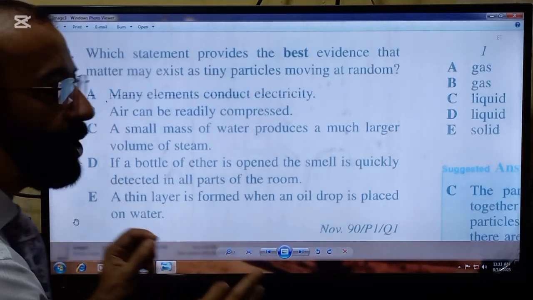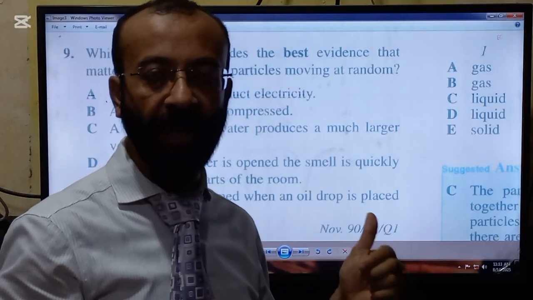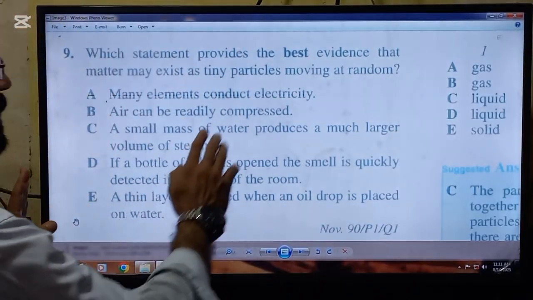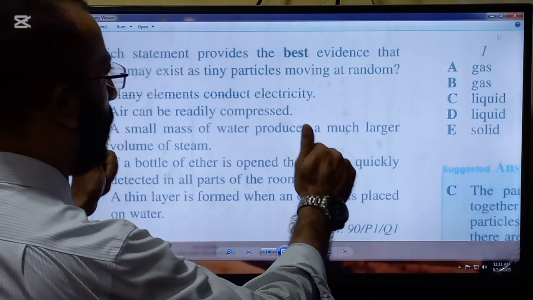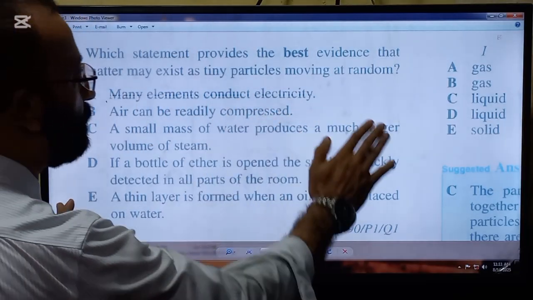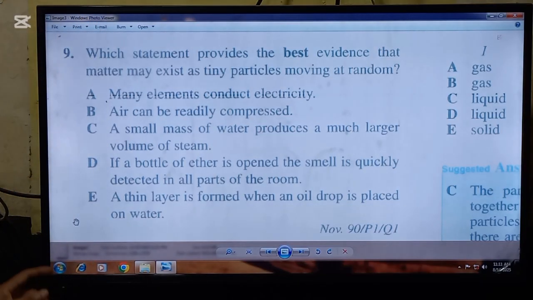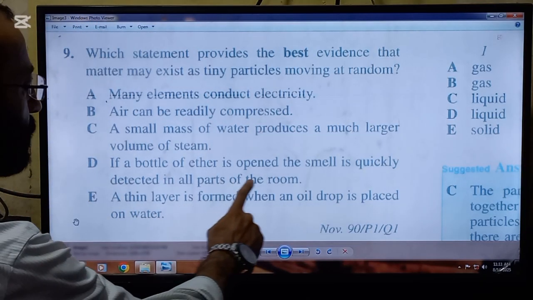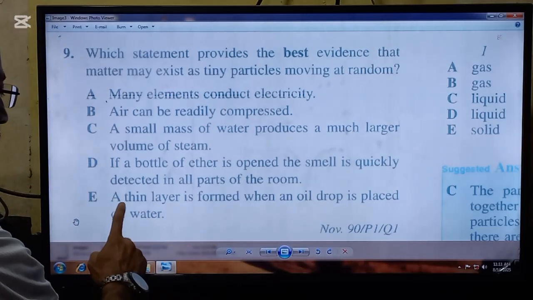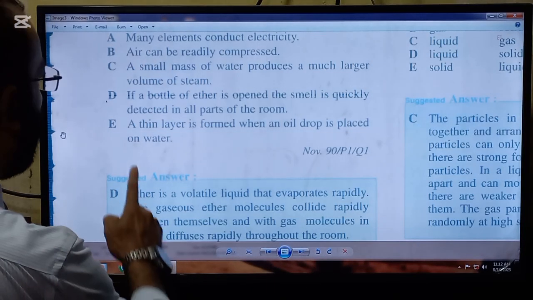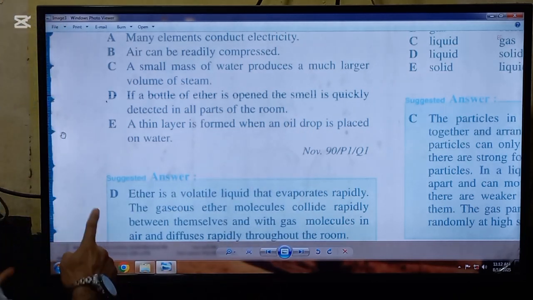So actually the key point in this question is that diffusion is the best evidence that matter may exist as tiny particles moving at random. So the answer must be D part. If a bottle of ether is opened, the smell is quickly detected in all parts of the room. And the answer is D part. So look now, and the explanation is here.